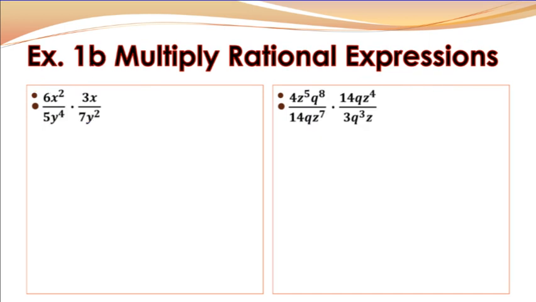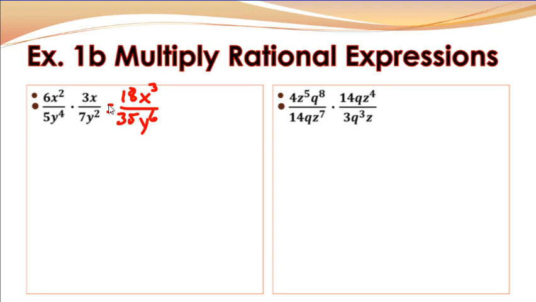Next one. I can already see that there are no common factors in the numerator and denominator, so I'm just going to multiply straight across. So 6 times 3 is 18. X squared times x is x cubed. Divided by 5 times 7 is 35. Y to the 4th times y squared is y to the 6th. Again, I can just double check to verify there's no other common factors, and there's no common factors between 18 and 35. And there's no common factors with our variables either.